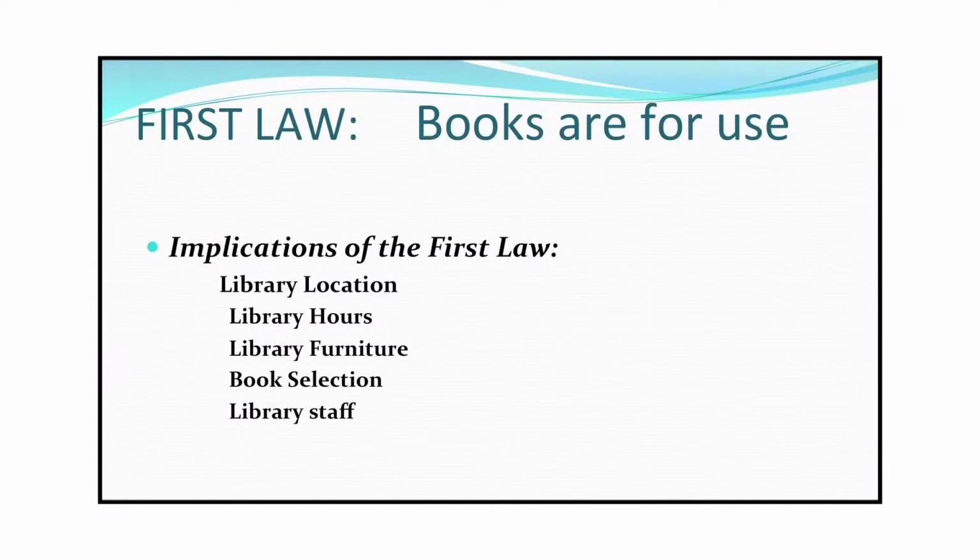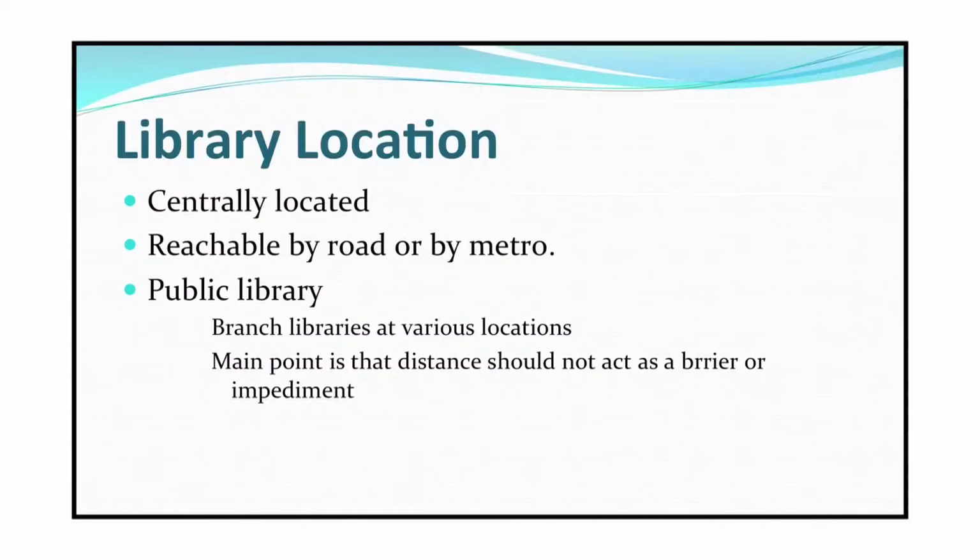By emphasizing the use of books, the first law dwells on access-related issues such as location, building, library hours, book selection, and library staff. Implications or effects of the first law. Library location. Library location means that the library should be centrally located.